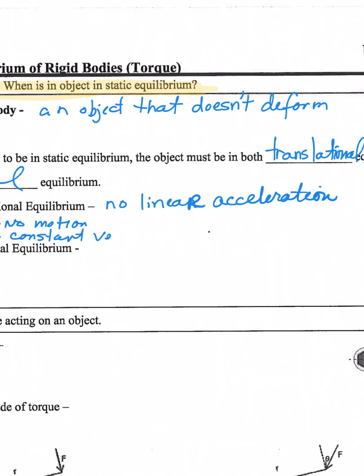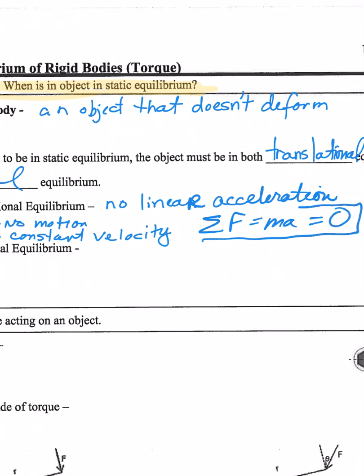constant velocity. What it really means, in terms of Newton, is that the sum of the forces, which we know as ma, is equal to what? 0. This is the big idea for translational equilibrium. The sum of the forces is 0.